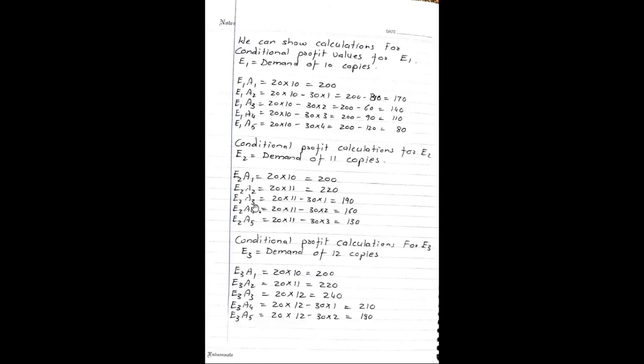E2 A3. Demand of 11 but stock of 12. So one copy will remain unsold. So 20 into 11 minus 30 into 1. So answer is 190.